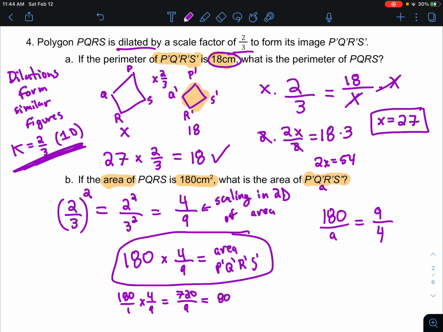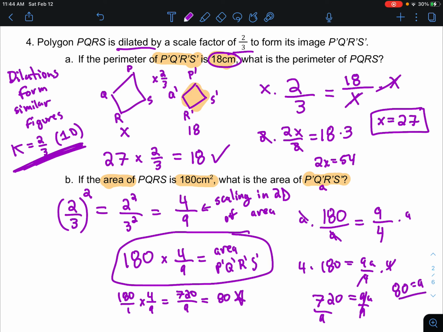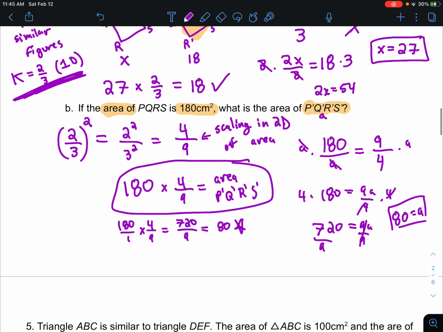If, however, we want to use our proportion, which I do recommend, we can multiply both sides by A now. We get 180 equals 9A over 4. We can multiply by 4. We get 720 equals 9A. We divide by 9. So you'll notice it's the exact same math as we did over here. And we get 80 equals A. So if you do choose to set up a proportion, do make sure that you account for the fact that our scaling has to be big to small over big to small. So I made that mistake, so be careful for that.